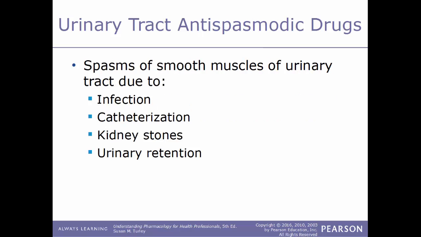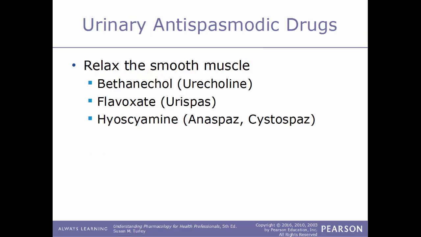Alright, next we'll talk about urinary tract antispasmodic drugs. The patient may have spasms of the smooth muscle of the urinary tract due to infections or catheterizations, kidney stones, or urinary retention. So the purpose of urinary antispasmodics is to relax the smooth muscle. And here are some common examples: bethanechol, sold under the name Urecholine, flavoxate, sold under the name Urispas, and the last one here, hyoscyamine, which is sold under the names Anaspaz or Cystospaz.